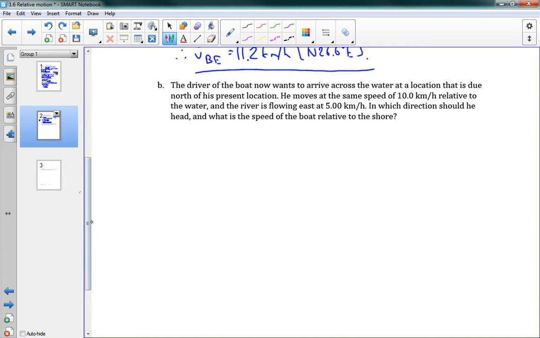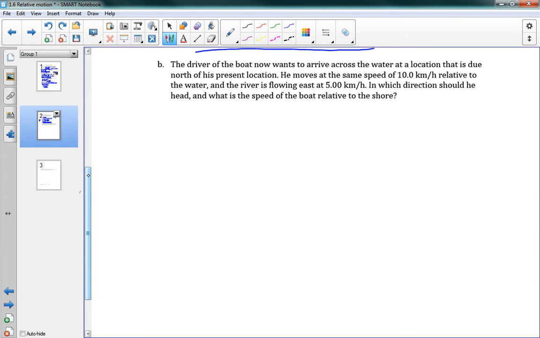Okay. So looking at part B here, it says, the driver of the boat now wants to arrive across the water at a location that is due north of his present location. He moves at the same speed of 10 kilometers per hour relative to the water, and the river is flowing east at 5 kilometers per hour, just like it was before. In which direction should he head, and what is the speed of the boat relative to the shore?